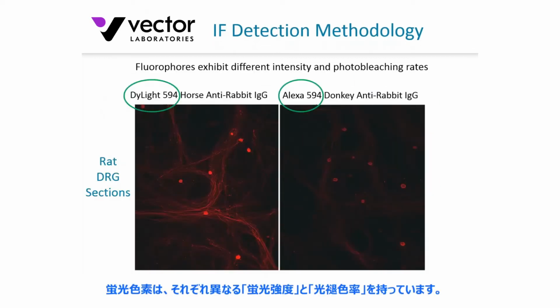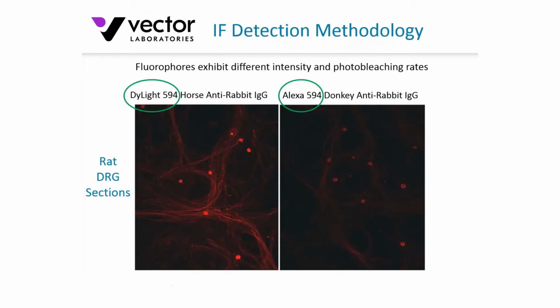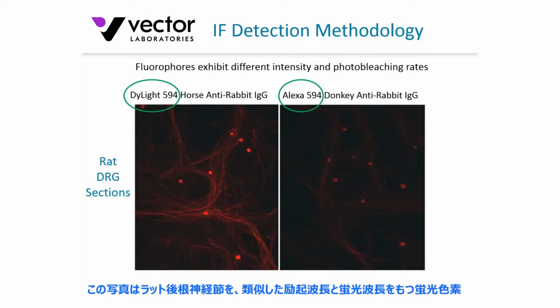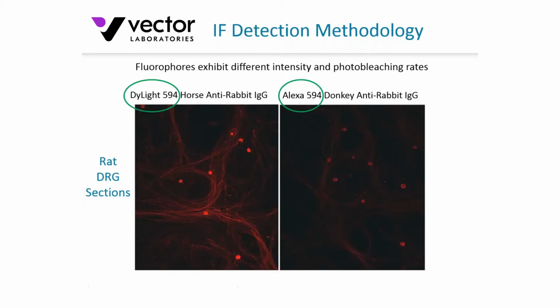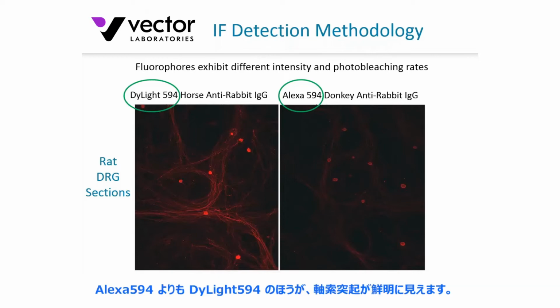Now, a little bit more about fluorophores. They do exhibit different intensities and photo bleaching rates. And I've got a couple of slides here showing rat dorsal root ganglion sections, some serial sections here, showing DyLight 594 and adjacent to that Alexa 594. Very similar molecules and certainly do excite and emit in essentially the same parameters, but you will see that the DyLight 594 seems to show a lot more of these axons, projections in this slide, more than the Alexa dye.